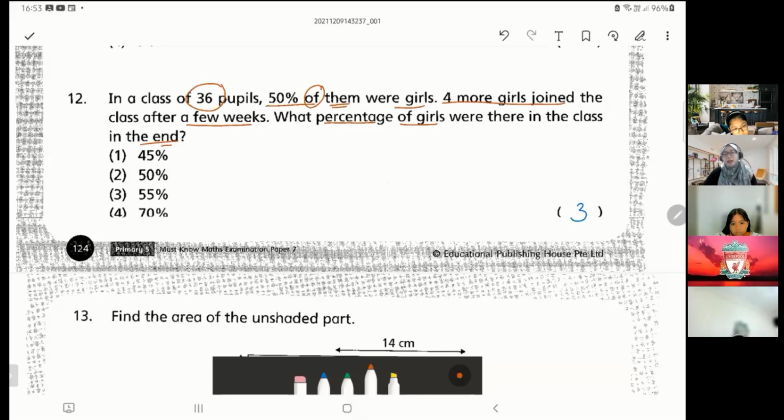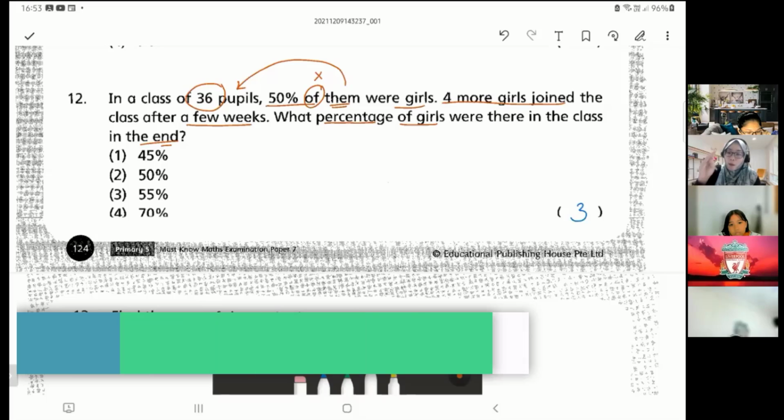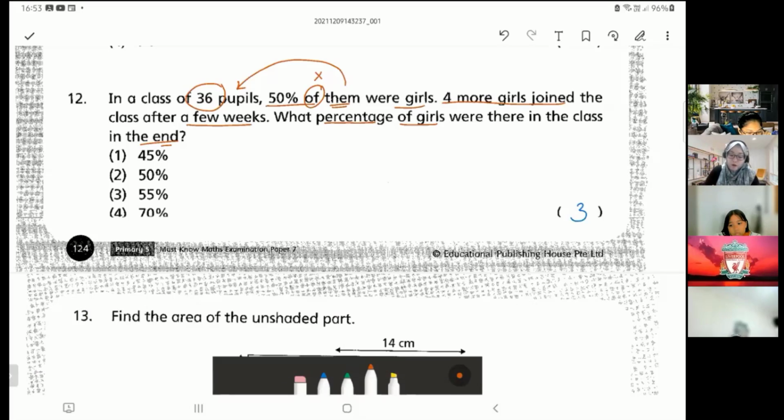Okay, so I have 36 pupils in the class. I know that there are 50% of them. Of means times. The them here refers to the pupils. So first things first, you need to find out how many girls are there in the class before the 4 more girls join the class, right? So you're going to find out that.